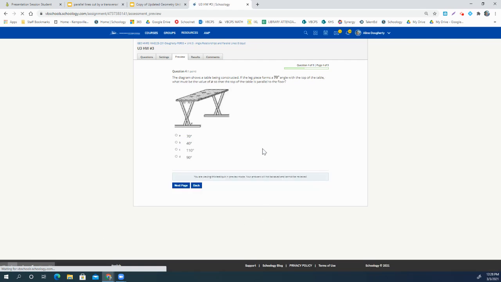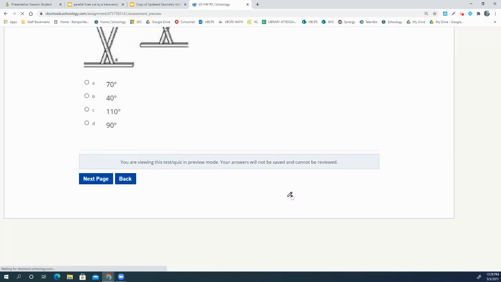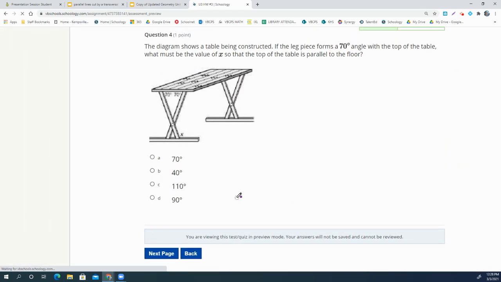All right, we got a picture of a table. Test makers like to use real world pictures. If you build a table, you want the top to be parallel to the ground. Otherwise, you've got a crazy table, right? So if I've got this transversal, do we want to look at the left table leg that has a negative slope or the right table leg that has a positive slope?